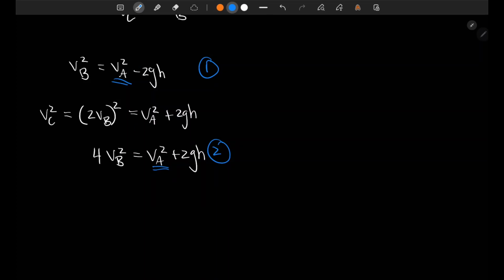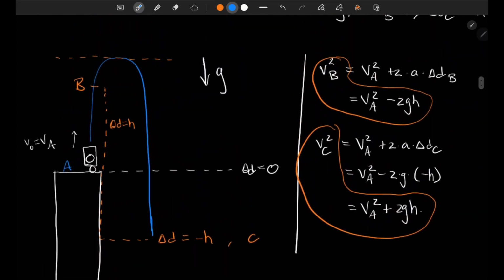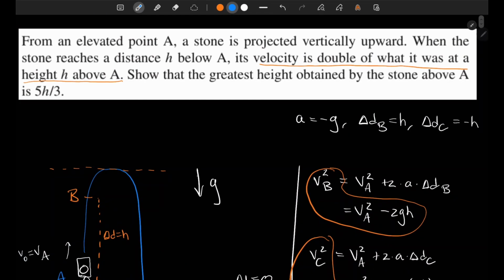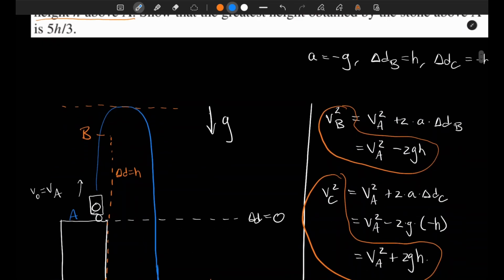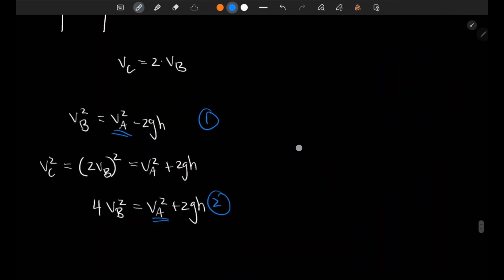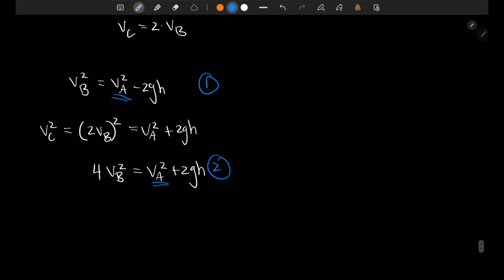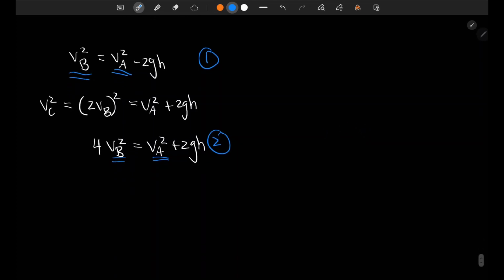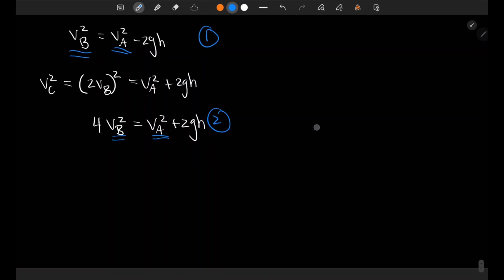And we want to find what that Va is, right? Because we want the initial velocity to find how high it actually goes. So there's a Va in either one of these, and there's a Vb in either one of these. So what we do is we get rid of this Vb. So we're going to plug this whole Vb here into this Vb.